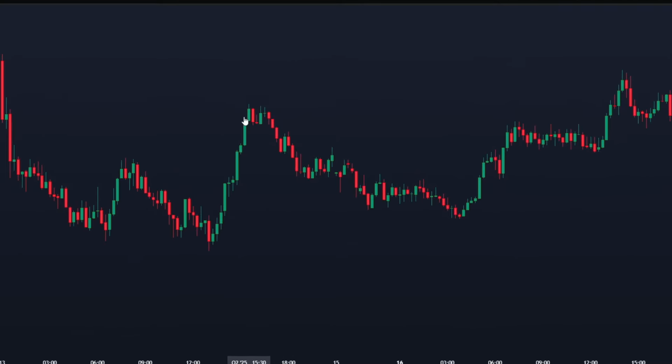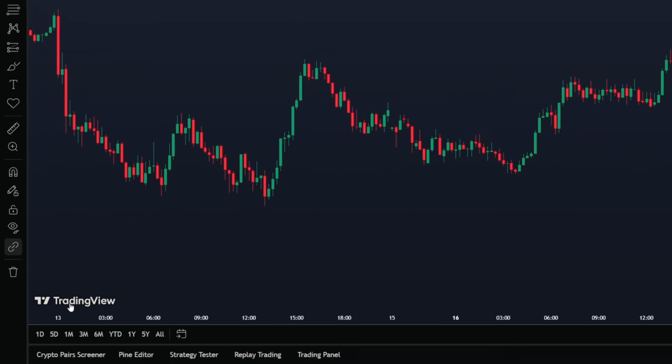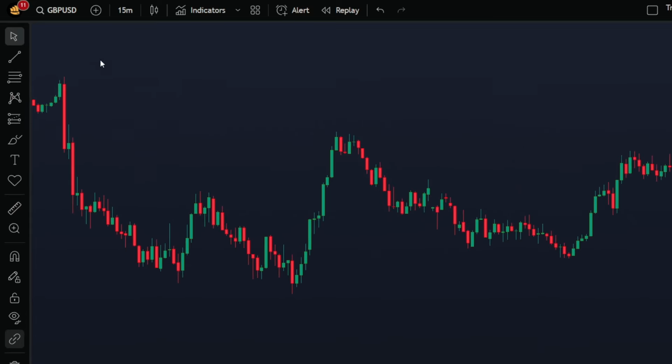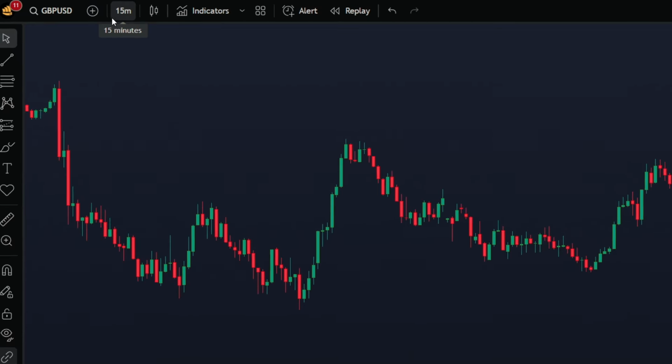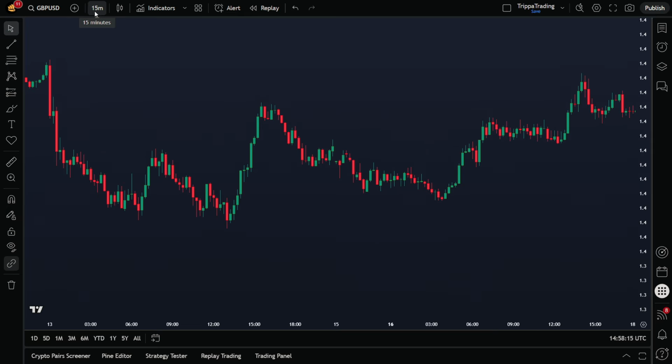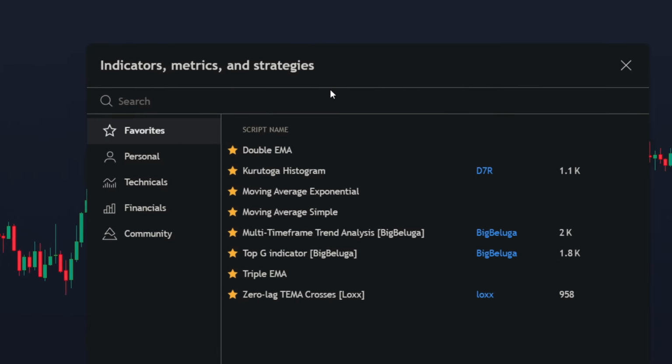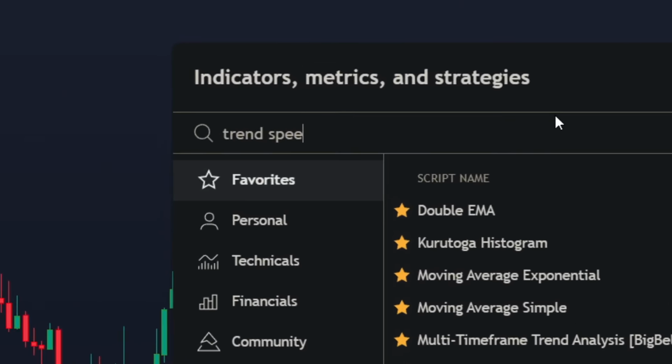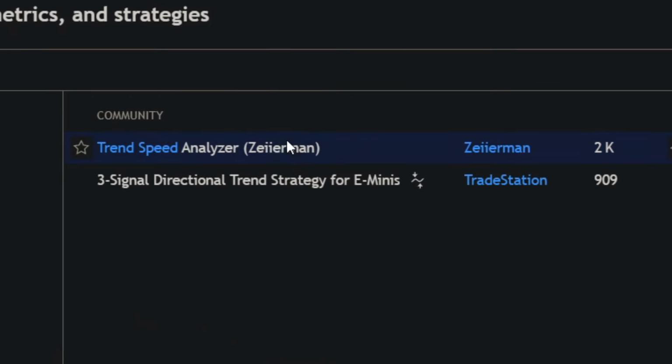Alright, so first things first, open up your TradingView chart. I'm going to be using this throughout the video. And you can pick any market. I'm using GBPUSD on the 15-minute time frame for this video. But honestly, this tool works on any market, anytime. To add the indicator, head over to Indicators tab and in the search bar type Trend Speed Analyzer. It's the one created by zeiierman. Go ahead and add that to your trading chart.